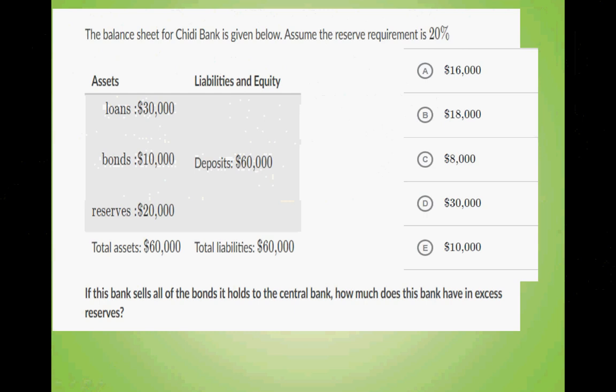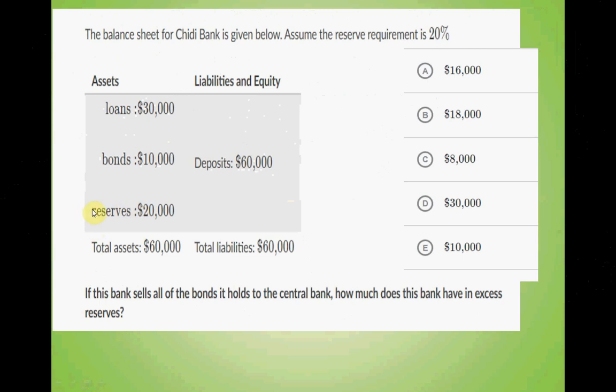But we'll see. All right, the balance sheet of Cheaty's Bank is given below. Assume the reserve requirement is 20%. All right, so we know the reserve requirement is 20%, and we're looking at a bank T-chart here. Let's see, they have $30,000 in loans, bonds of $10,000, reserves of $20,000, deposits of $60,000. If you notice here, their assets are $60,000, their liabilities are $60,000. Cool beans. If this bank sells all the bonds it holds to the central bank, how much does this bank have in excess reserves? Okay, so let's take a look.